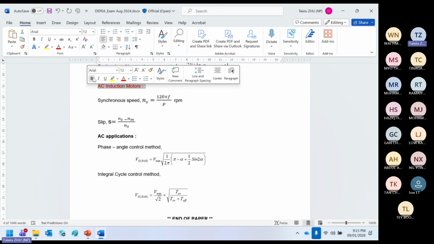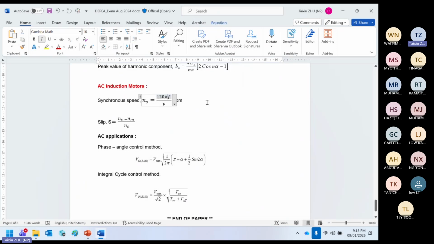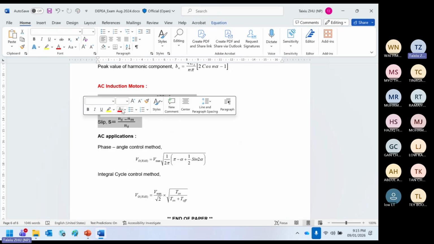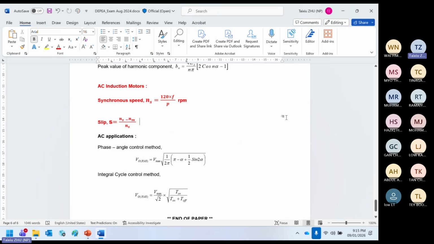See what is given, what is not given. Oh, this one is given actually. Synchronous speed is given. The slip is also given, you know, right? Then these are the only two formulas given. So the ratio one is not given, but you are given these two. Is it clear? Not all actually, but only two.